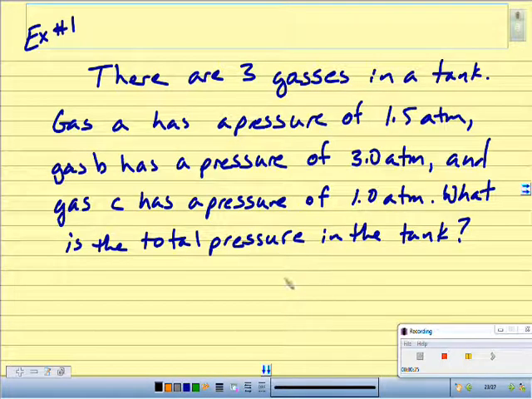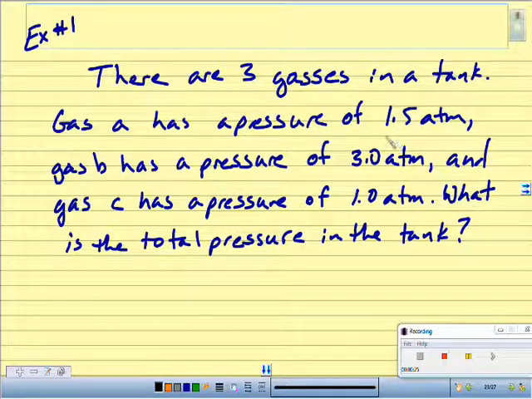The first is by far probably the easiest problem that you'll work in chemistry, and that's when you're given a mixture of gases, they give you the individual parts and ask you for the total. And anytime that you're asking for the total, you're finding the sum. Sum just means to add. So this reads: there are three gases in a tank. Gas A has a pressure of 1.5 atmospheres. Gas B has a pressure of 3.0 atmospheres. Gas C has a pressure of 1.0 atmospheres. What's the total pressure in the tank? And like I said, when you're just finding the total, you simply add them up.